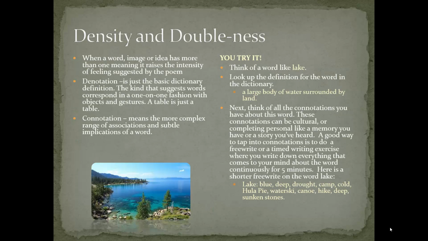Okay, density and doubleness. When a word, image, or idea has more than one meaning, it raises the intensity of feeling suggested by the poem. Denotation is just the basic dictionary definition, the kind that suggests words correspond in a one-to-one fashion with objects and gestures. A table is just a table. Connotation means the more complex range of associations and subtle implications of a word.